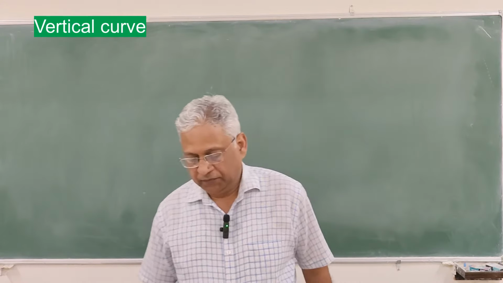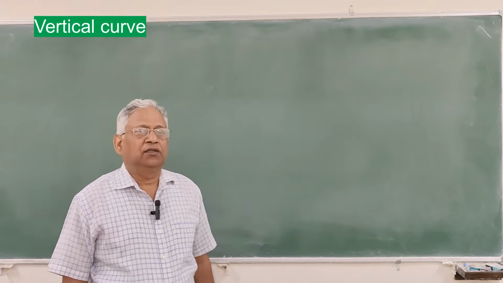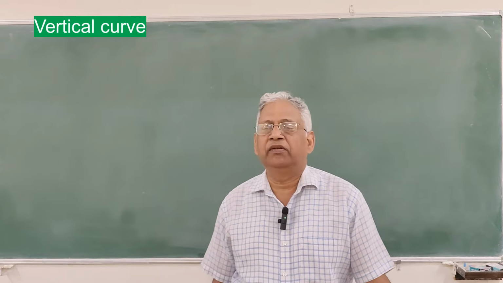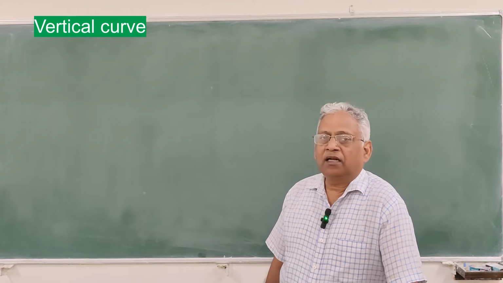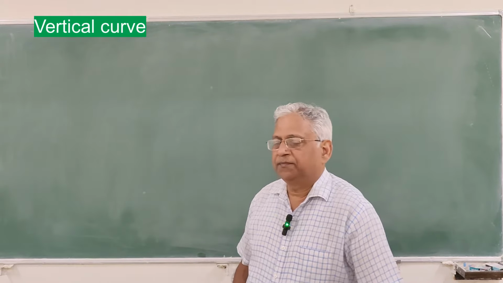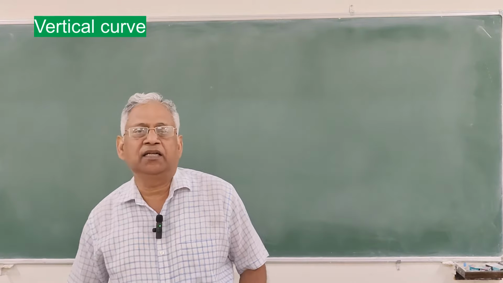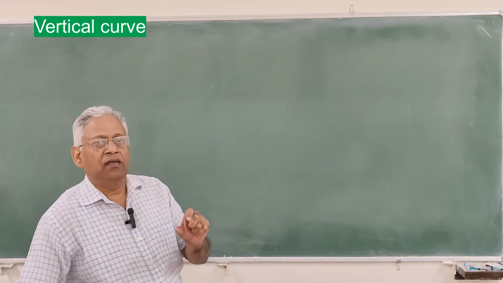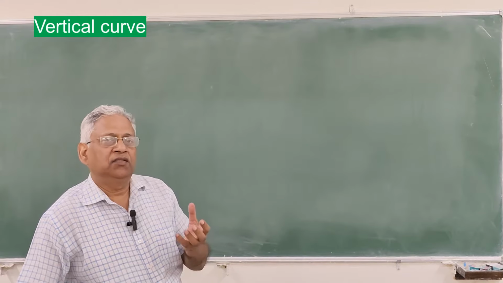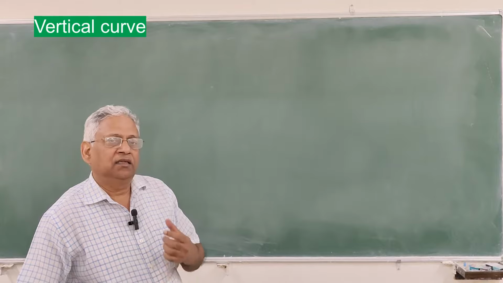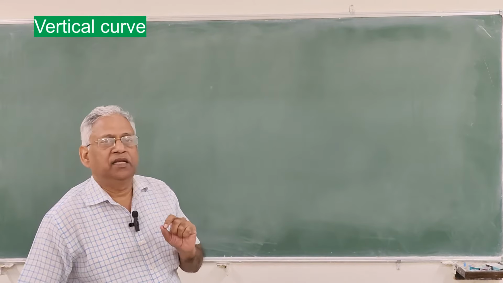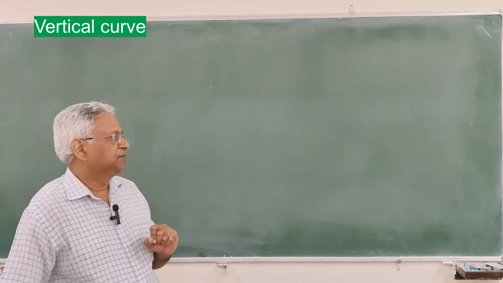Hello friends, in my last session I told you about different types of gradients which are used in railways. Gradients are unavoidable in highways as well as in railways, and whenever there is a change in the gradient, a vertical curve is formed, and depending upon the change in the gradient, the curve can be either a summit curve or it can be a sag curve or valley curve.